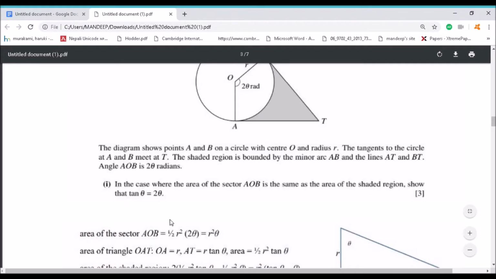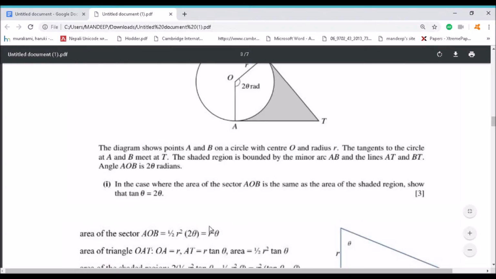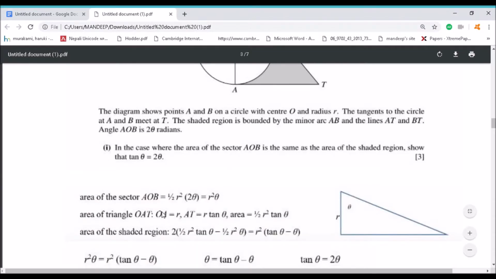So we have to find the area of sector AOB first. We have R, and we just use the formula. The area of a sector is 1 over 2 R squared times 2 theta. Make sure your angle is in radians, so it will be R squared theta. After this, we find the area of triangle OAT.